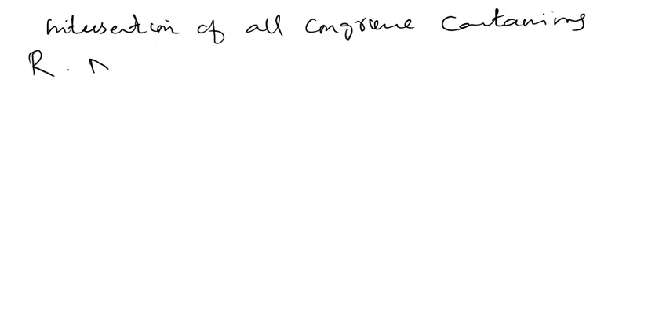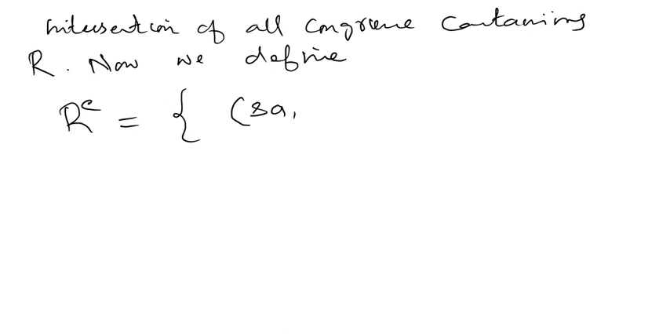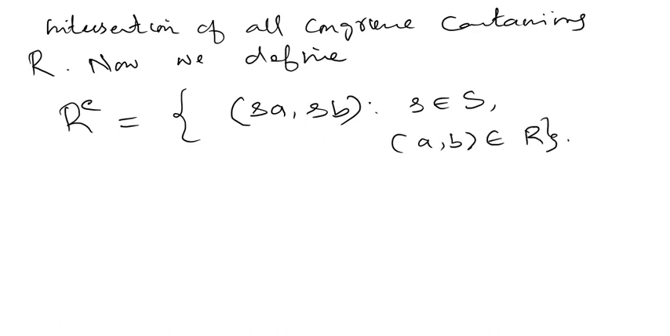Now next, we define this relation RC. Given a relation R, we can define RC, which is the set of the pairs (sa, sb), such that s is in the monoid S and the pair (a, b) is in R.